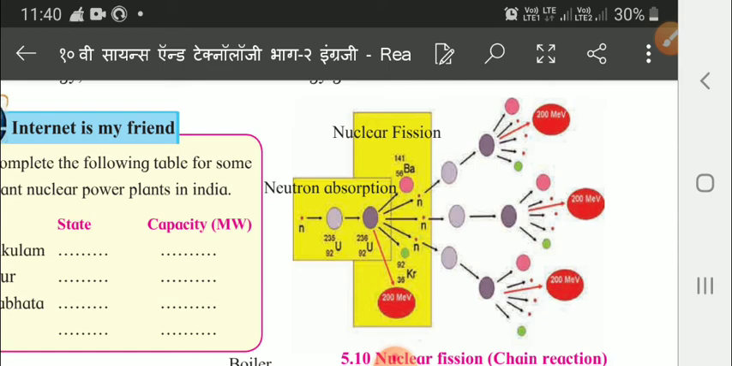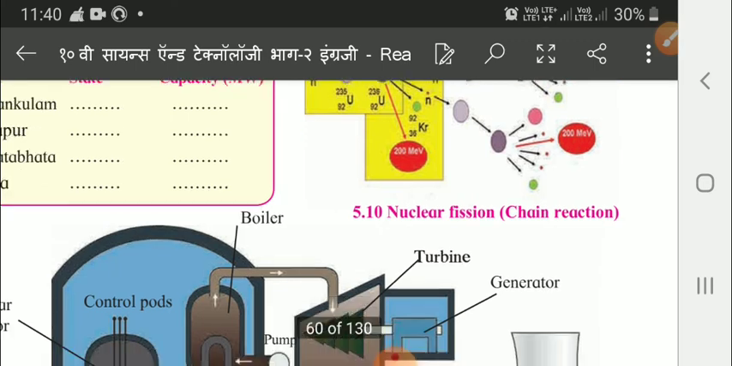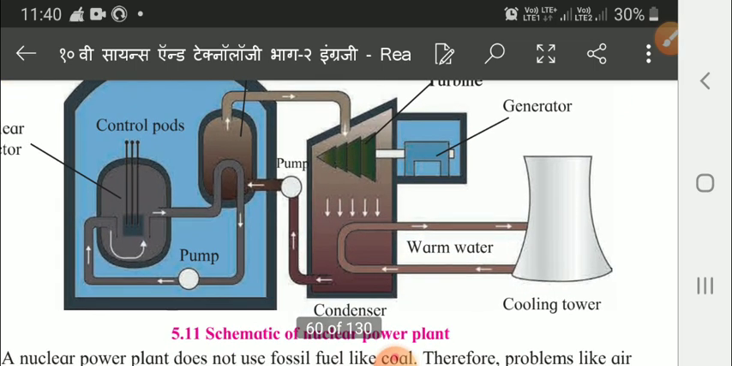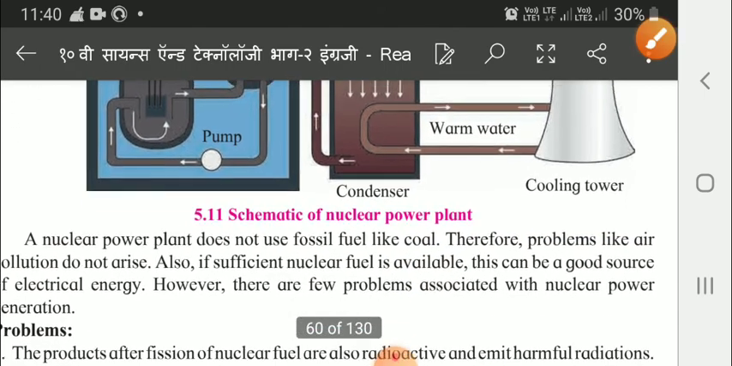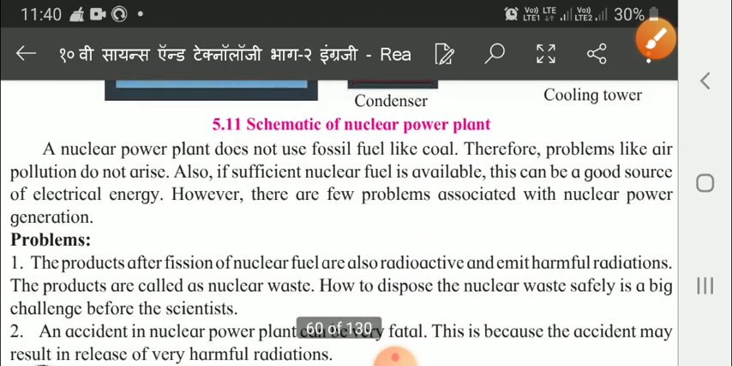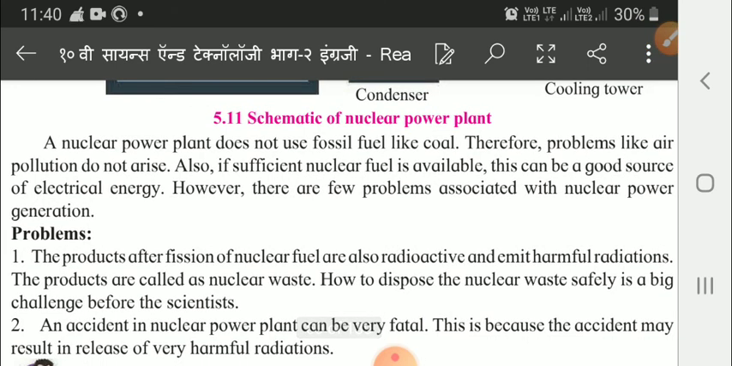Here one more diagram is there that I have already shown you, but you can see it again, children. This diagram I have shown you in the animated picture, the schematic of a nuclear power plant. Two more sentences are there, so let me finish this so that this topic will be over for you.